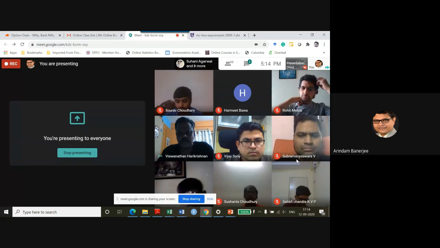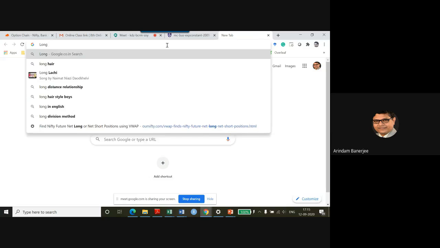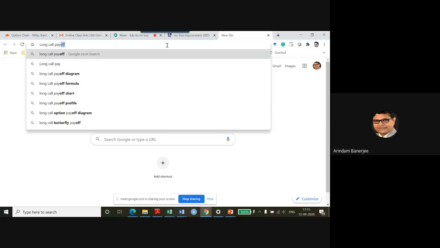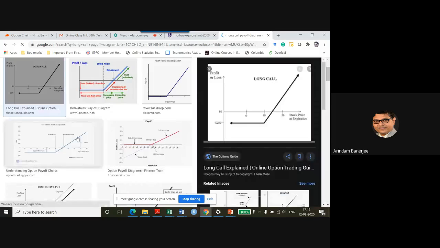Now the point is that out of these buyers and sellers, who is facing more risk? I want to show you one thing. Because we have some time, we can discuss. For example, say I am taking a call, so a long call payoff. Suppose this is a long call payoff diagram. This is the strike. So when the stock price increases, my profitability will also increase.